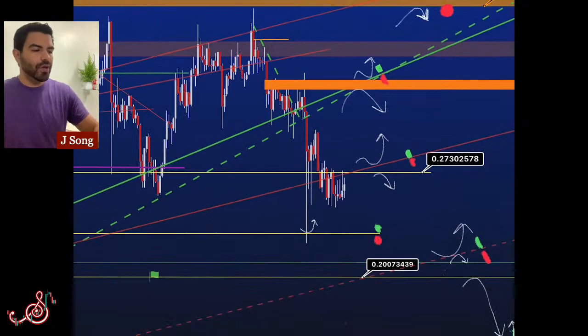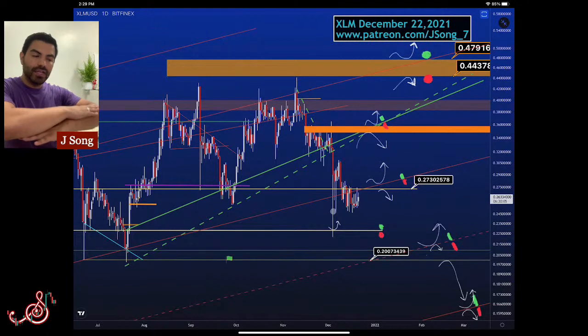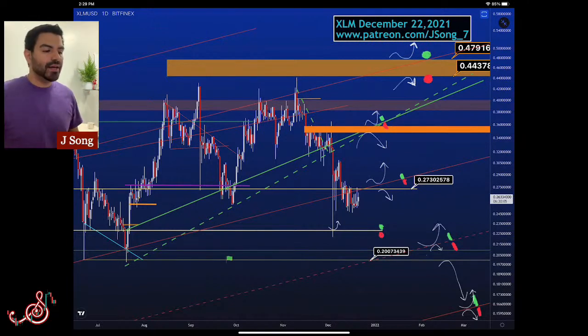So I'm going to show you right now with XLM, we are now underneath this weakness. There is a calculation that I've run for this. There's a resistance area right here at this angle. I don't always trade based on price levels. I trade based on price angles and the behavior in and around those angles.